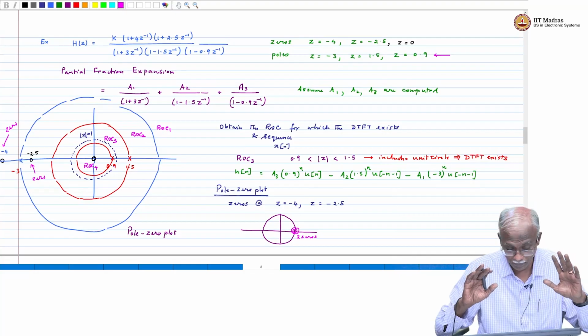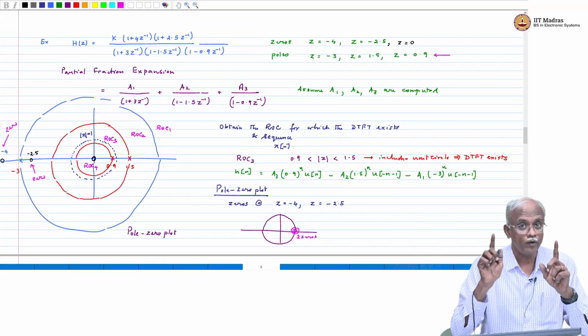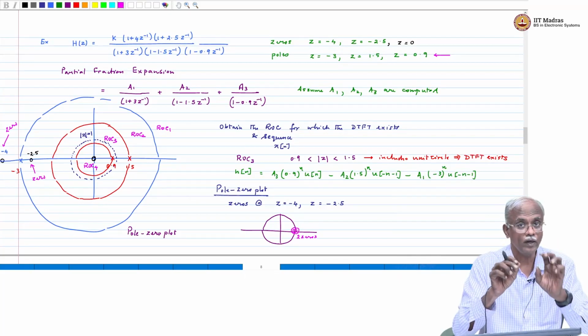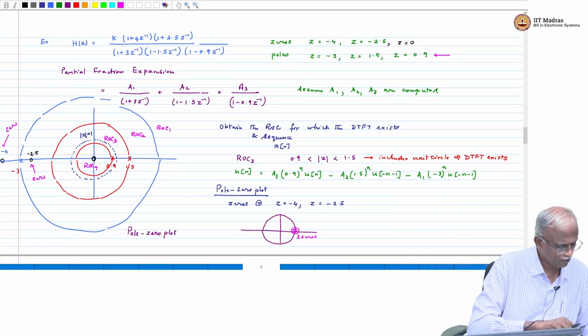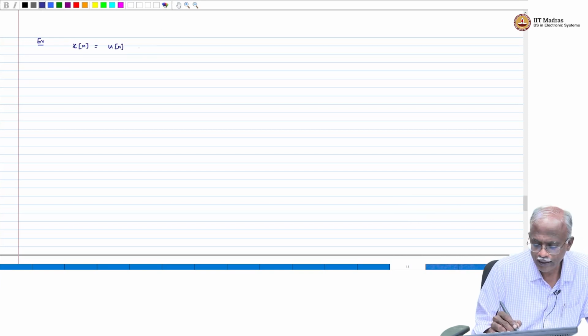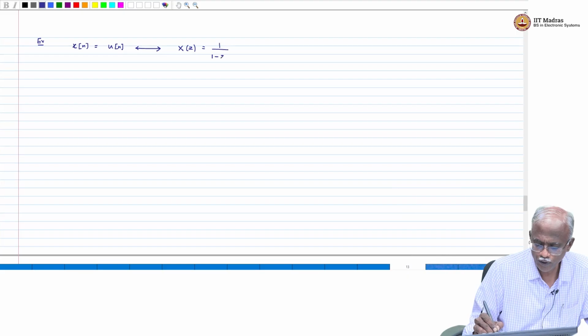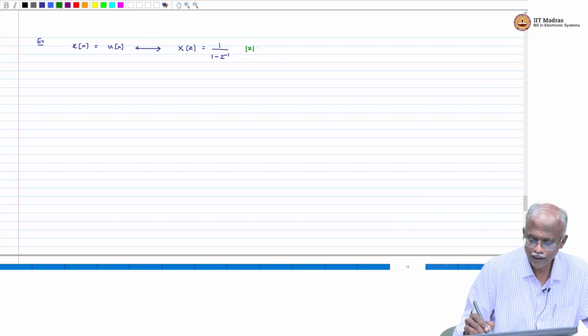This is sketching the pole-zero plot, identifying where the poles are, where the zeros are, and whether there is a pole or a zero at the origin. Those are important for us to be able to identify. We start with an example that we have already looked at. x of n is equal to u of n, and the corresponding z transform, you can write it down and you will get X of z equal to 1 over 1 minus z inverse. ROC will be mod z greater than 1.